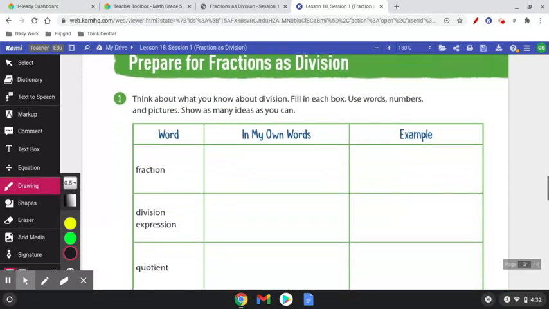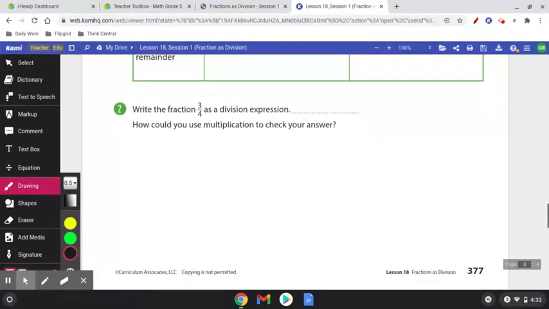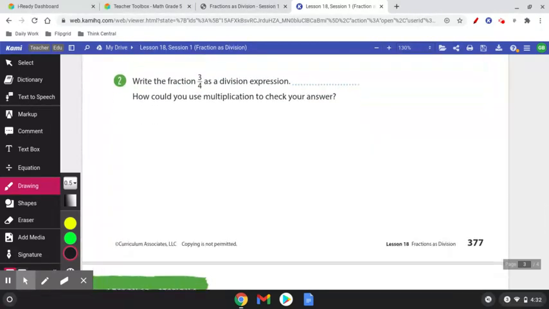We're going to move past this next page and jump to number 2 on the bottom, where it says write the fraction 3/4 as a division expression. So 3/4, I want you to think about as a division problem. 3/4, here's the division sign, as 3 divided by 4 equals 3 divided by 4.